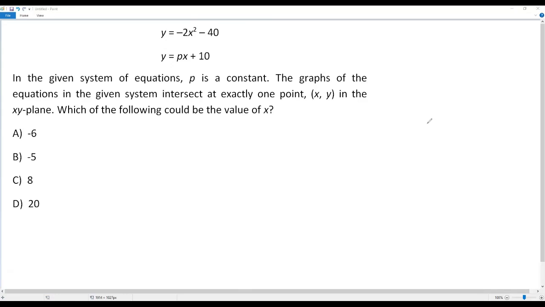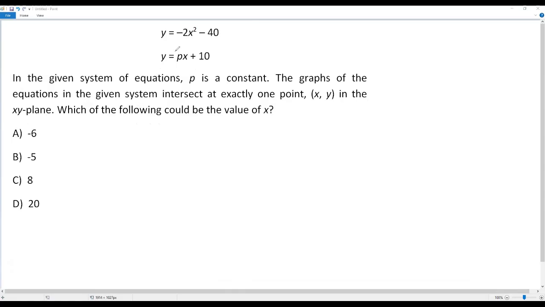Here we have a SAT math problem. Okay, let's cover the question. y equals negative 2x squared minus 40. y equals px plus 10. In the given system of equations, p is a constant. The graphs of the equations in the given system intersect at exactly one point (x, y) in the xy-plane. Which of the following could be the value of x?